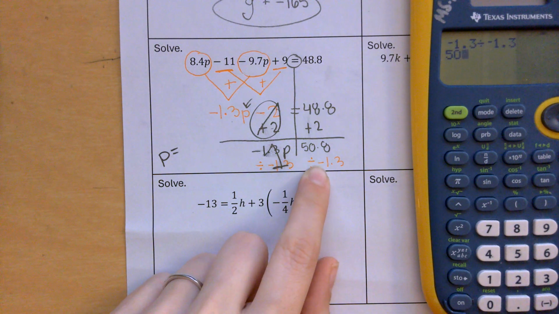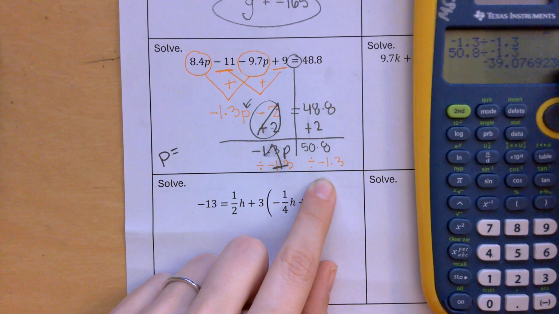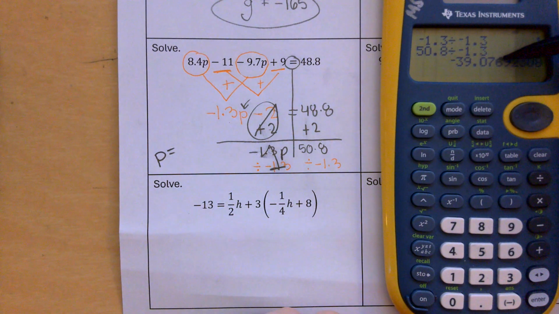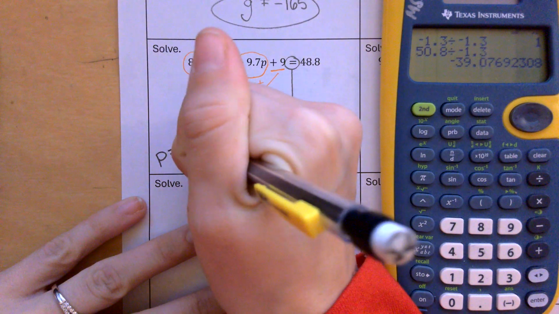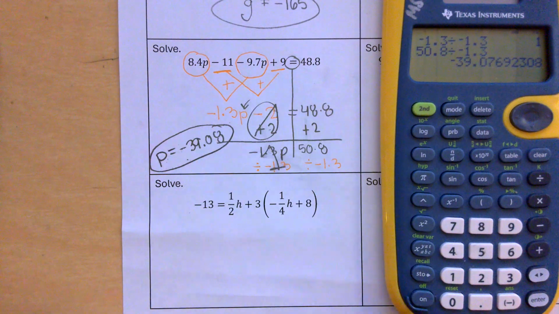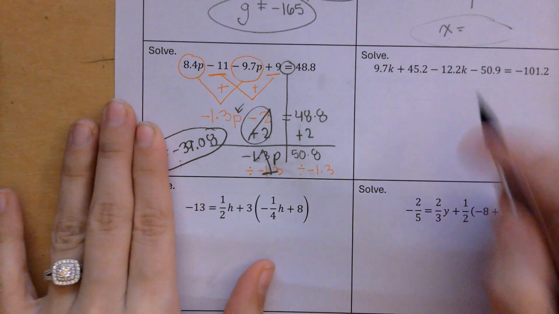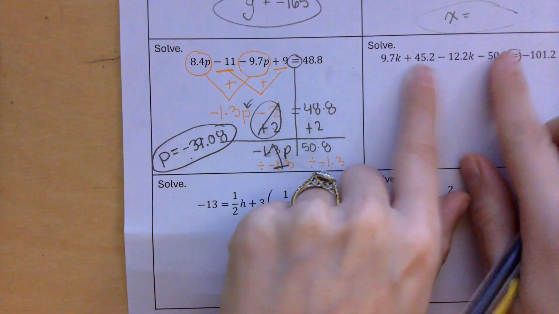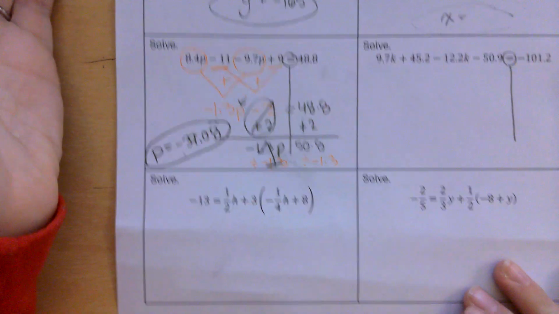Then 50.8 divided by negative 1.3 gives us this crazy number. But we round it. That 6 is going to bump up that 7. So we have negative 39.08 is what I'm looking for. Okay. So go ahead and do the same thing for this. We're solving for our equation. You got to combine like terms. Don't cross that sign until we solve.